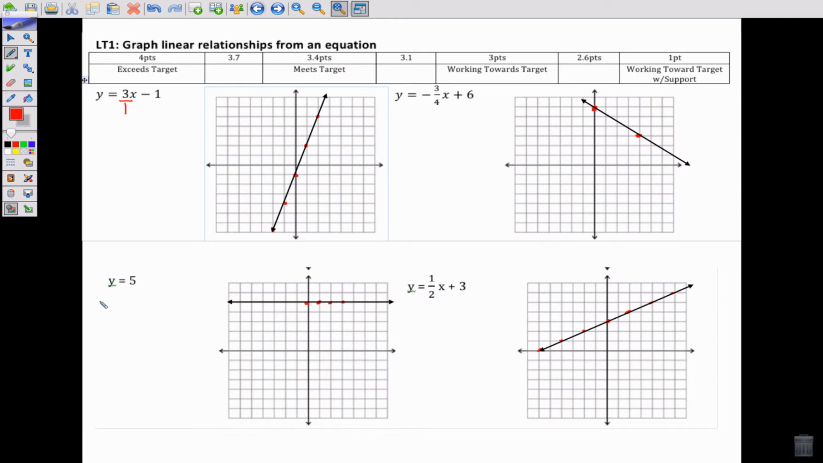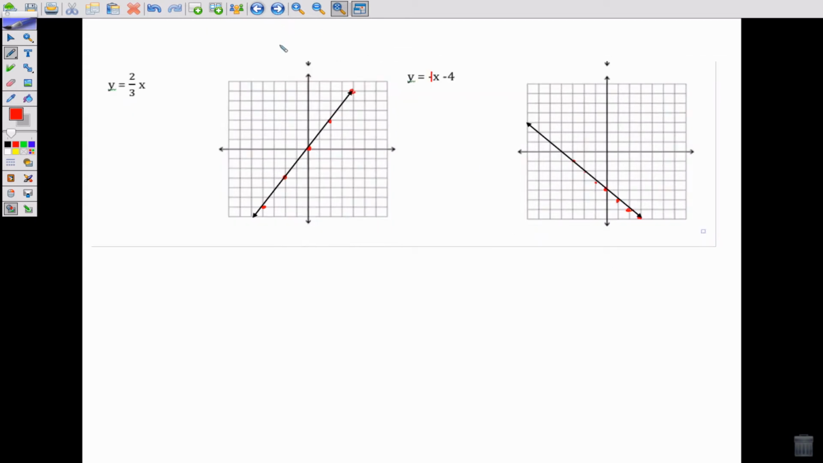Here we have y equals 5. That would also be y equals 0x plus 5. So we don't have a slope, so that's 0 over 1. So we go up 0 over 1, up 0 over 1 after we started at 5. Here we have y equals 3 plus 1/2 x. So we start at 3, up 1 over 2, up 1 over 2, or down 1 backwards 2. So go ahead and we'll move on to these two.